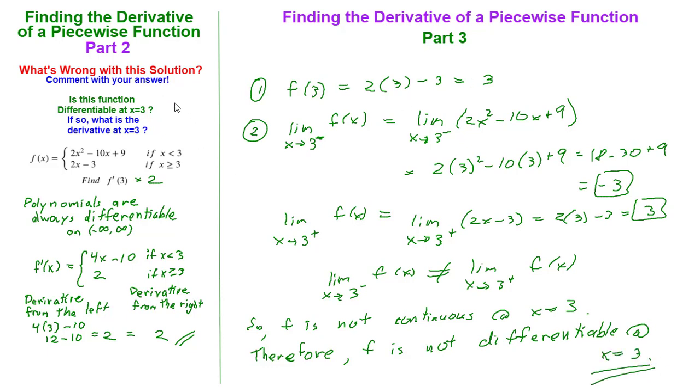So in answering this question, is the function differentiable at x equals 3? That would be no. And therefore there would not be a derivative value at x equals 3 either.